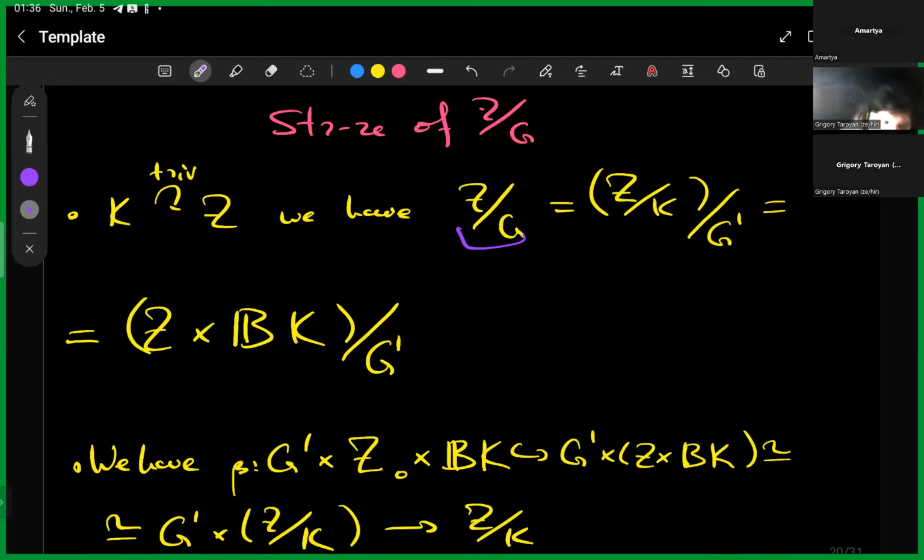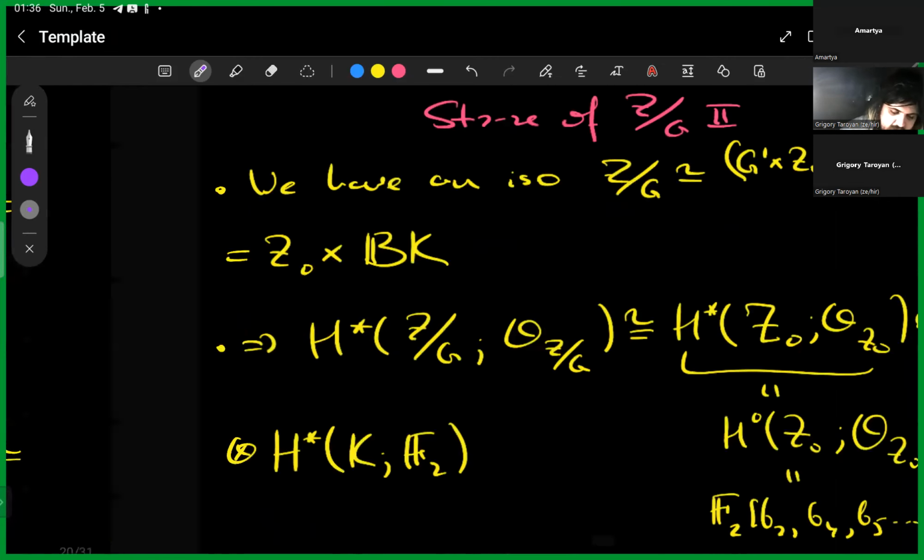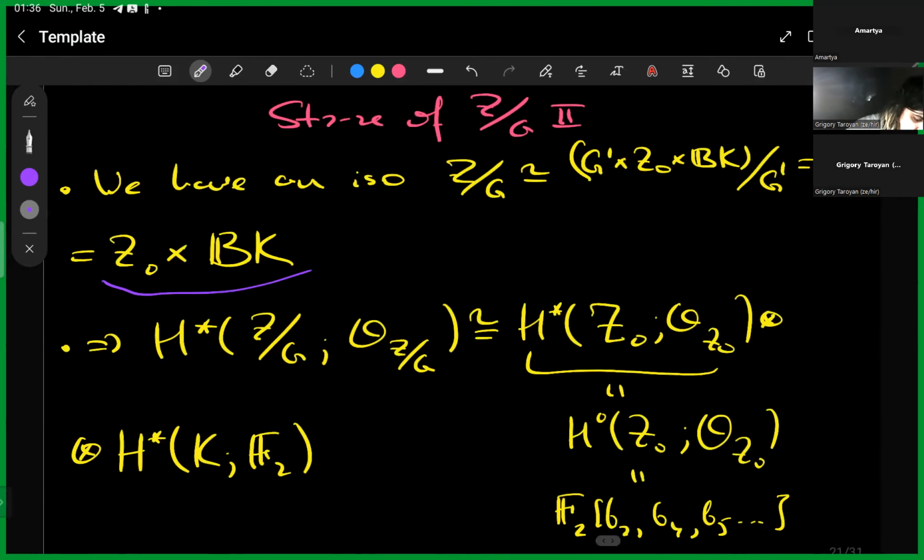So the usual fact is that if you have a trivial action, then to get the quotient stack, you need to take the product of the initial stack with the classifying space. Then you take the quotient by G prime, which obviously only acts on the left factor, which means that we have, well, a composite like this. And this implies that the quotient is actually just Z sub 0 times BK.